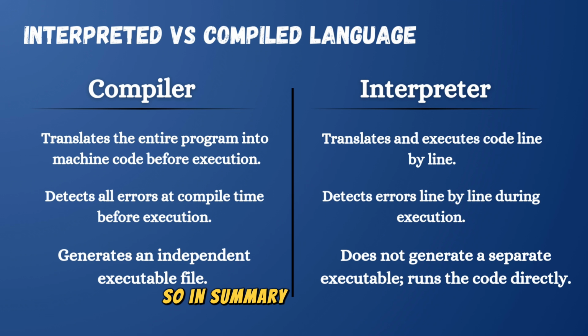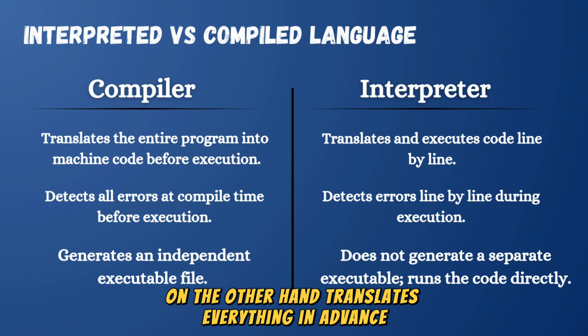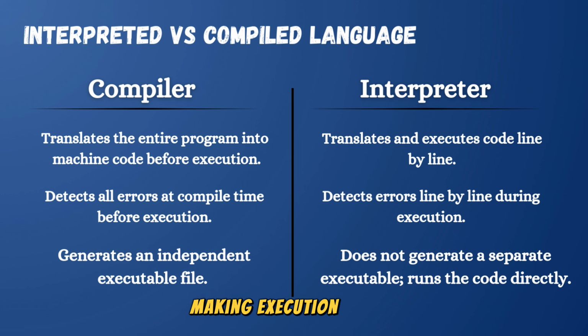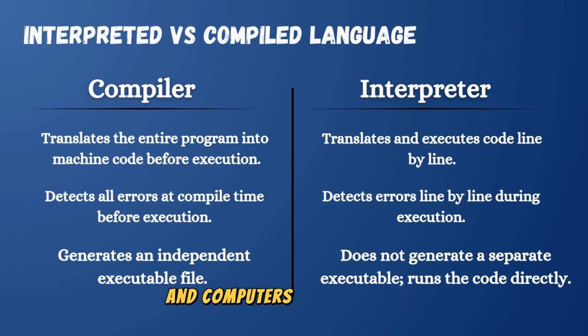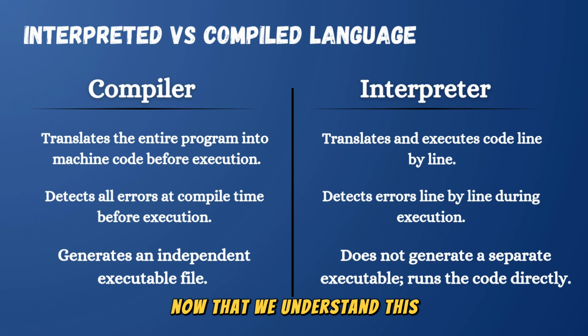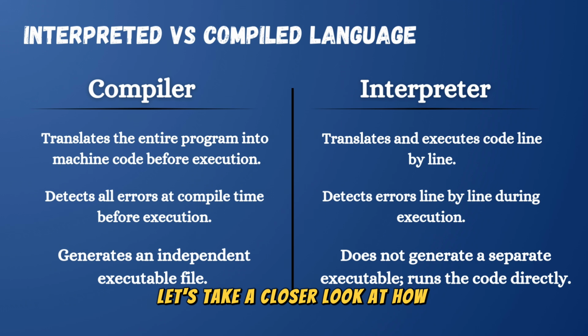So in summary, the interpreter translates on the go, like a live translator. A compiler, on the other hand, translates everything in advance, making execution faster. Both approaches enable communication between programmers and computers, but they work differently. Now that we understand this, let's take a closer look at how Java works.